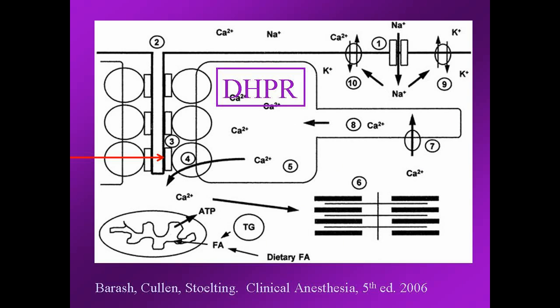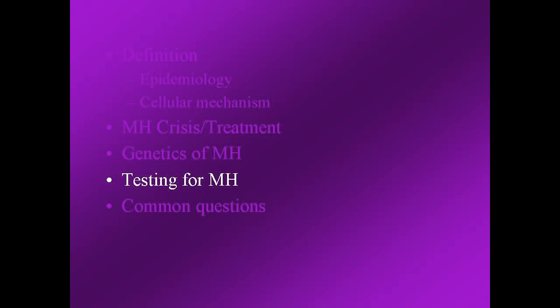You recall from our previous discussion that there is a protein embedded in the wall of the T tubule called the dihydropyridine receptor. Several families with malignant hyperthermia susceptibility have been found to have mutations in the gene encoding the dihydropyridine receptor protein. There are other proteins involved in the release of calcium from the sarcoplasmic reticulum, and it is possible that we have not yet identified all of the mutations in all of the proteins that lead to malignant hyperthermia susceptibility. I'd next like to briefly talk about testing for malignant hyperthermia susceptibility.